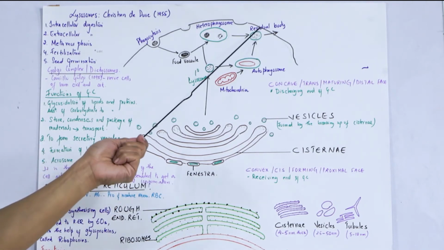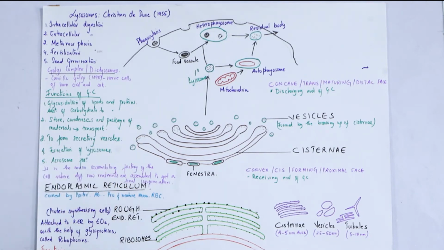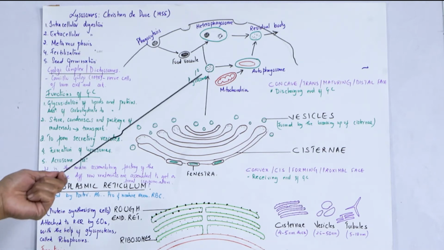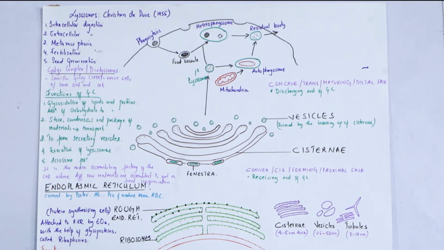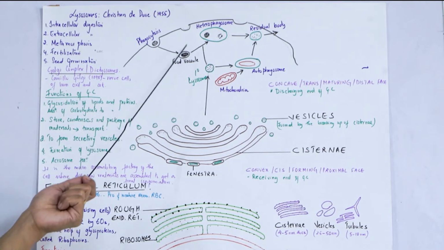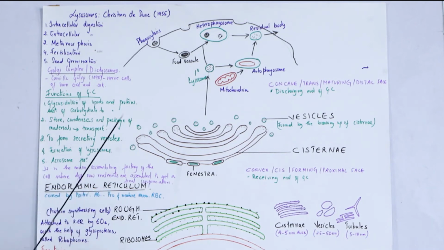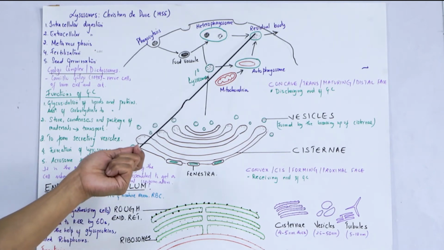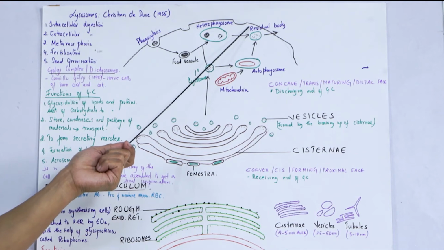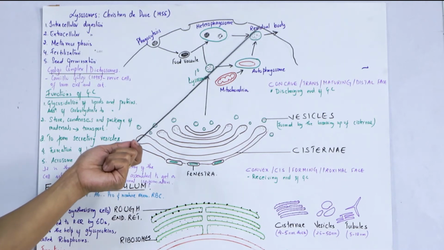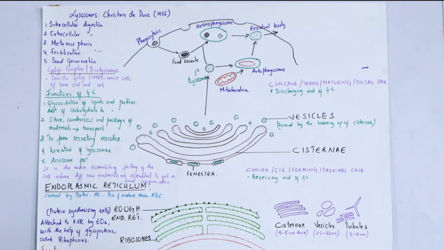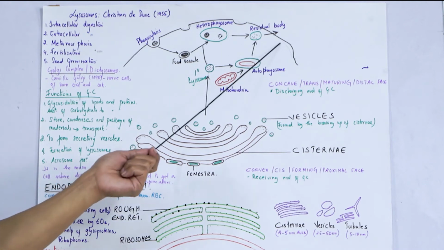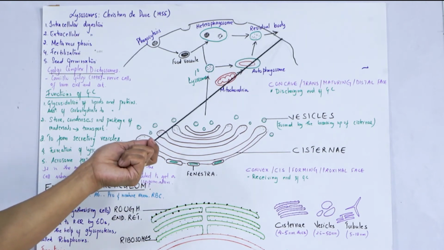Next is the residual body. Since lysosomes contain hydrolytic enzymes, they break down the food vehicle and absorb it. The remaining undigested material forms the residual body, which is eliminated in the end, outside the cell.